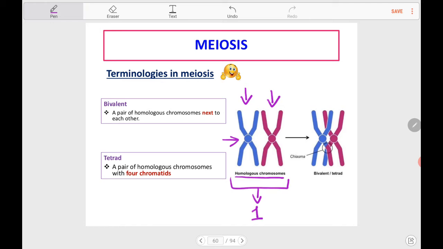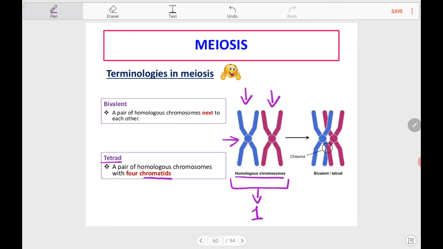Sometimes bivalent can also be referred to as a tetrad. So another terminology is tetrad. So tetrad basically refers to the bivalent but specifically to its chromatids. So dalam satu bivalent ada 4 chromatids sebab setiap homologous chromosome ada 2 sister chromatids.